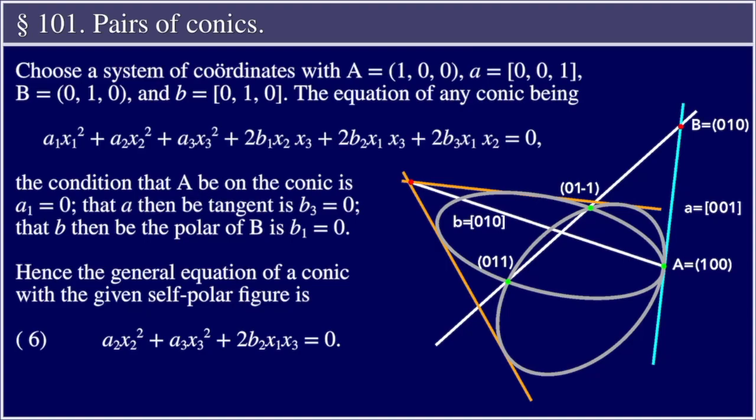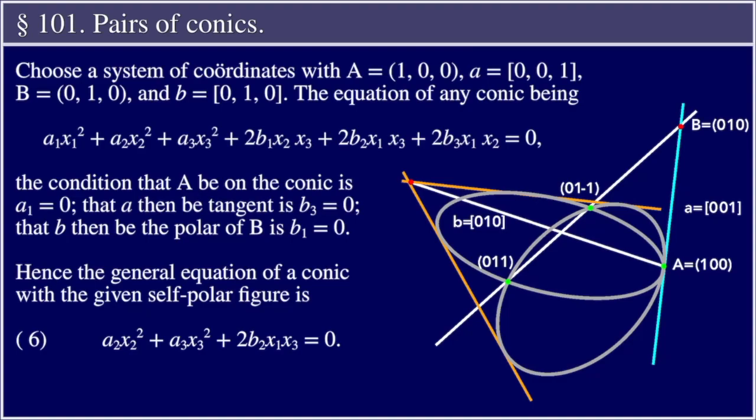The condition that A be on the conic is A1 equals 0. That A then be tangent is B3 equals 0. That B then be the polar of B is B1 equals 0. Hence, the general equation of a conic with the given self-polar figure is equation 6.